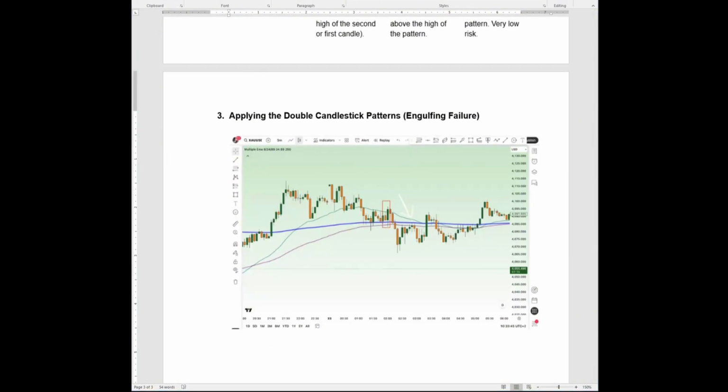Now we're talking about the bullish engulfing failure, or we usually call it the bull trap. The bullish engulfing candle, which is the second candle, totally engulfs the previous one. It attracts the buyers, like this one. If the subsequent candle immediately breaks and closes below the low of that engulfing candle, it's the bull trap.